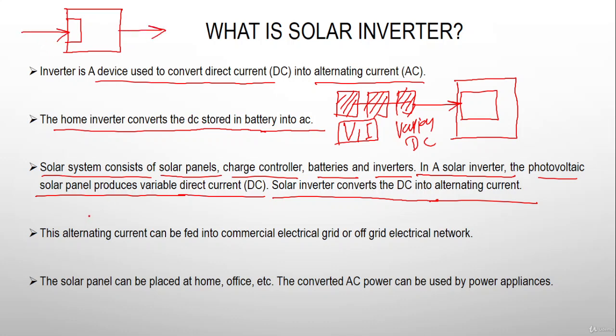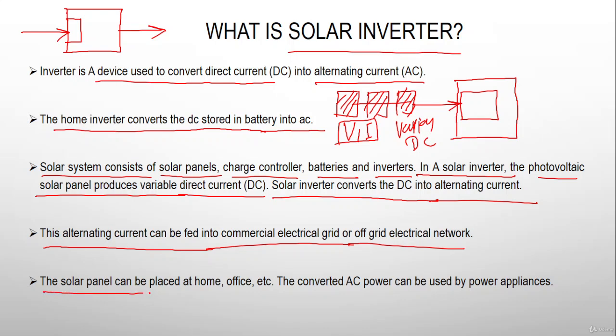Whatever amount of power is generated by the panel is taken by this inverter and given to the home appliances. That is the main role of the solar inverter. This alternating current can be fed into the commercial electric grid or the off-grid electrical network. If our solar system is connected with the electricity utility or the grid, then whatever excess energy is produced, we can also give to the electrical grid. That is a very smart function performed by solar inverters.